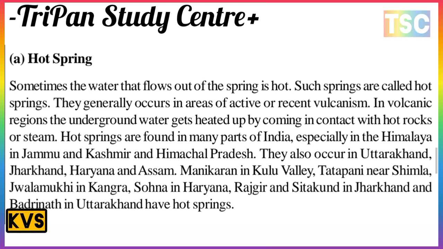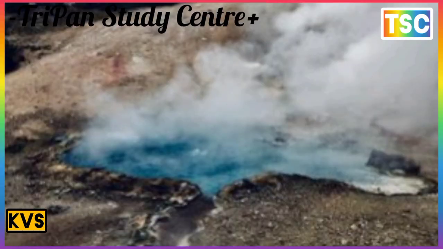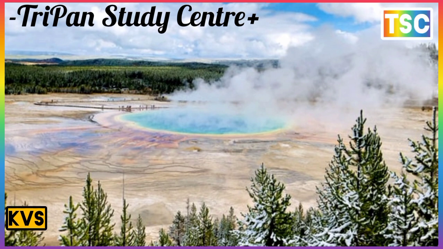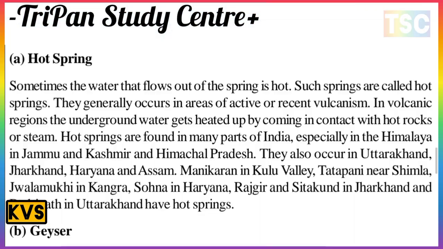and Himachal Pradesh. They also occur in Uttarakhand, Jharkhand, Haryana, and Assam. Manikaran is in the Kullu Valley, and Tattapani is near Shimla. Jwalamukhi is in Kangra, and Sohna is in Haryana. Rajgir and Sitakund of Jharkhand and Brahmakund in Uttarakhand have hot springs.